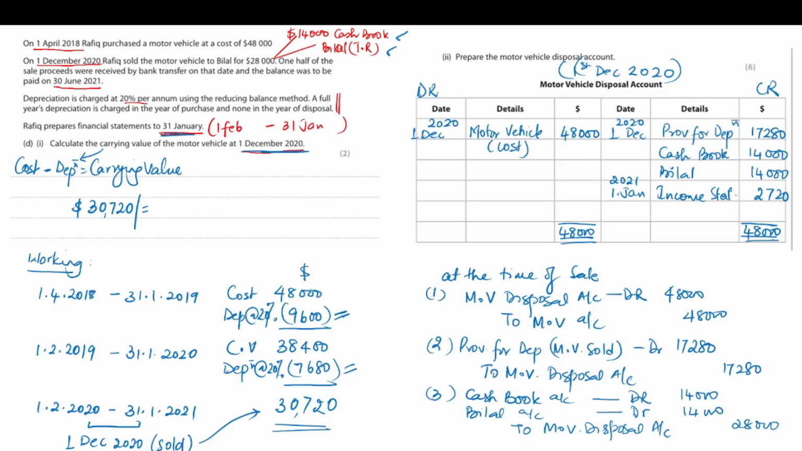Okay, so we'll pass this entry. The fourth one will be income statement account debit to motor vehicle disposal account. And the amount would be 2,720. Why is it a loss? Because in the income statement debit, we always debit all the expenses and losses. That is why the income statement debit is a loss. So you can write here loss. This is how we solve this IGCSE depreciation question.